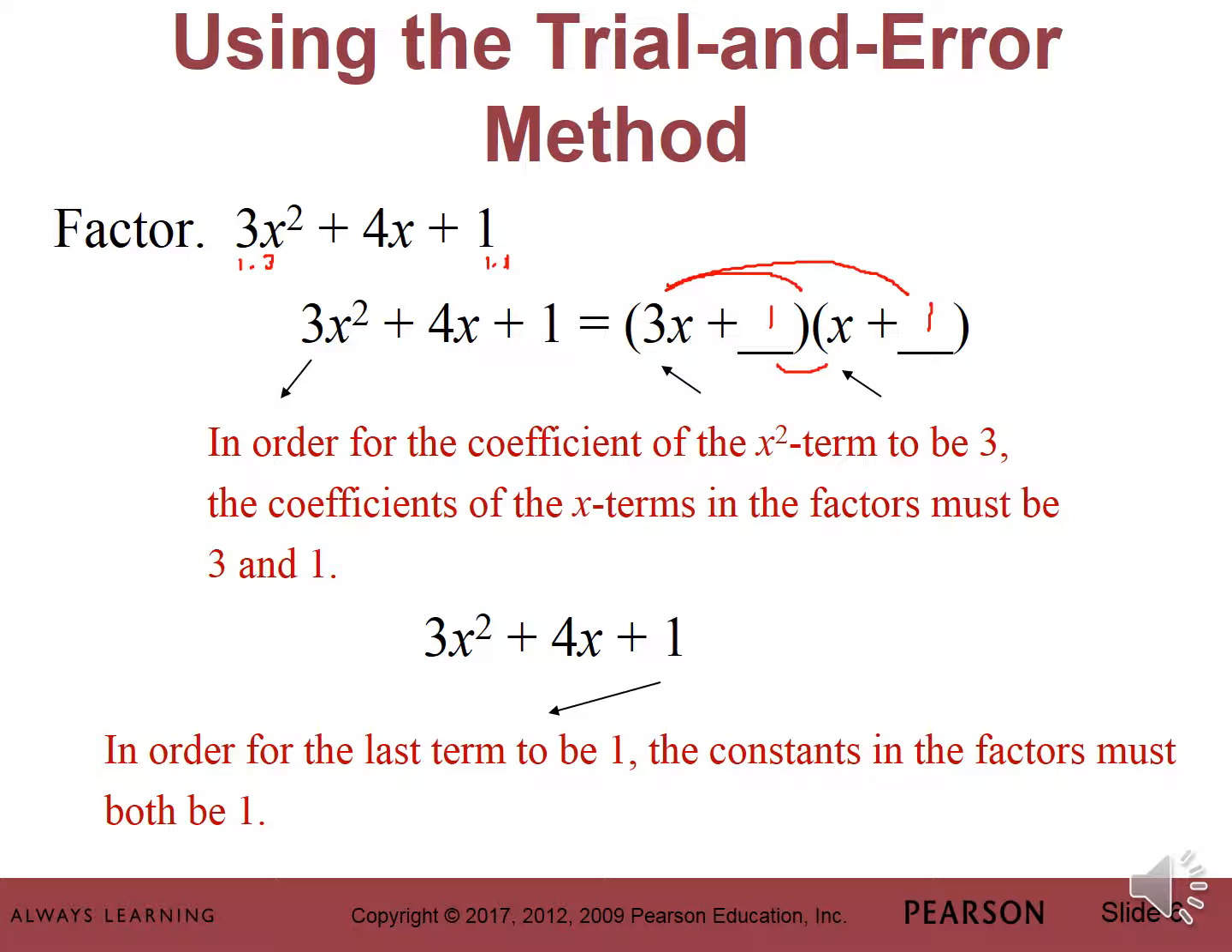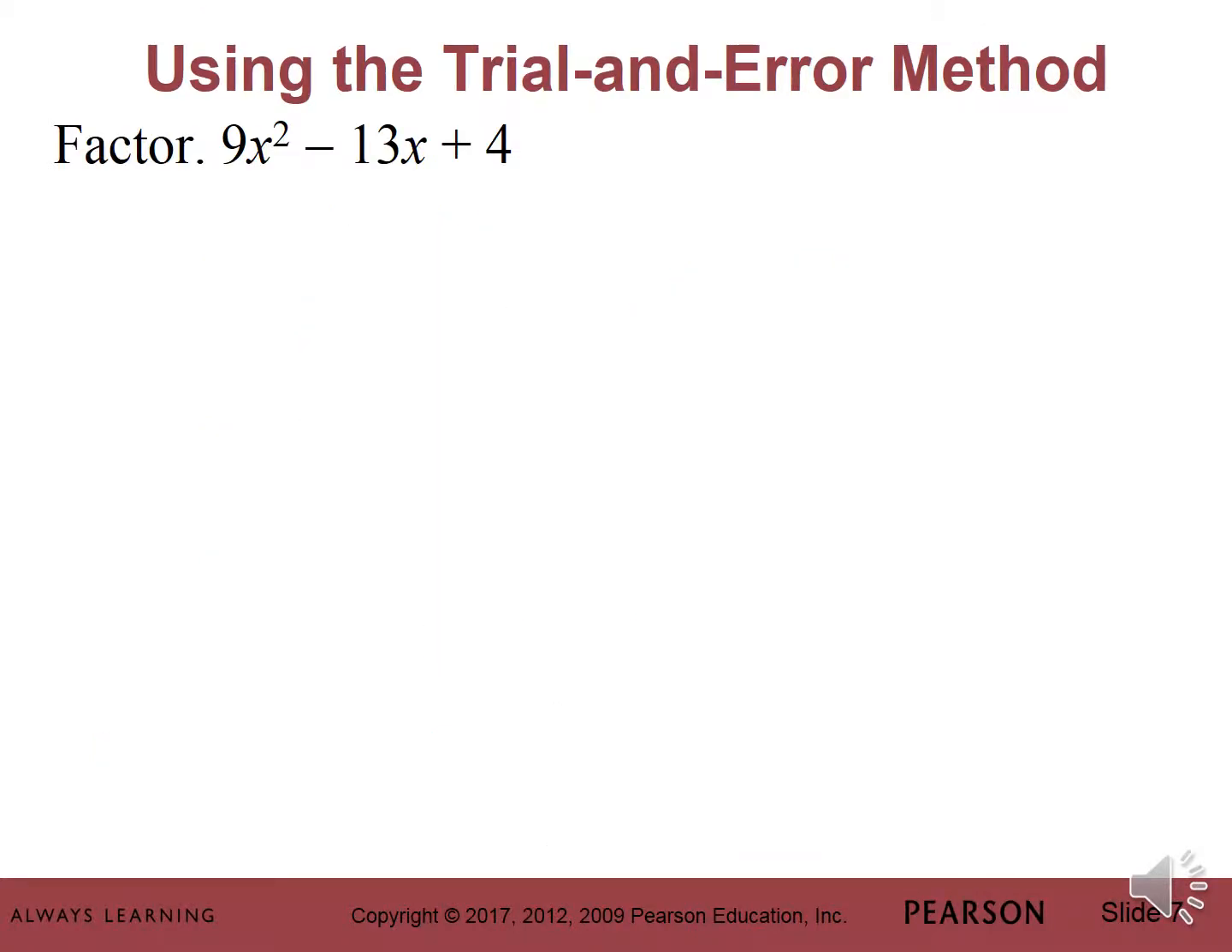And of course, we will FOIL to check. 3x squared plus 3x plus 1x. 3x plus 1x are 4x, which is what we need, plus 1. Now a harder one: 9x squared minus 13x. That's our factorization to find.